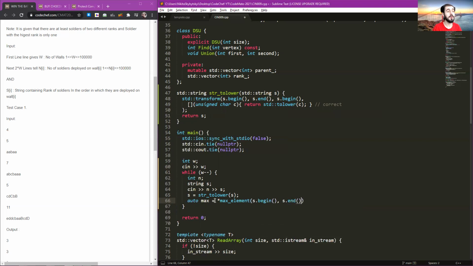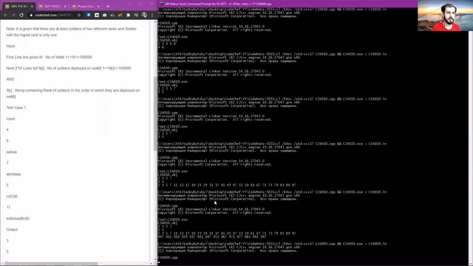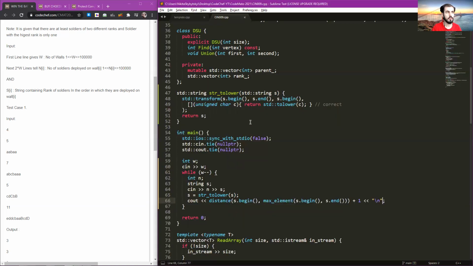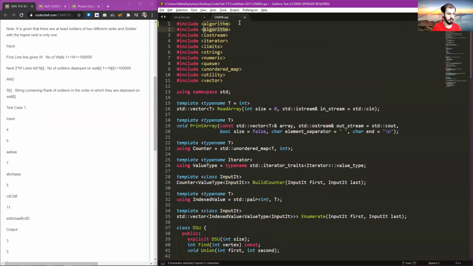Okay, so we just want to find the maximum in the string, convert it to lower and output its index. So actually we did not want to do that, but we want to output the distance between s begin and max element of s, plus 1. Problems can be better. Laura is not a member of STD. I absolutely agree.